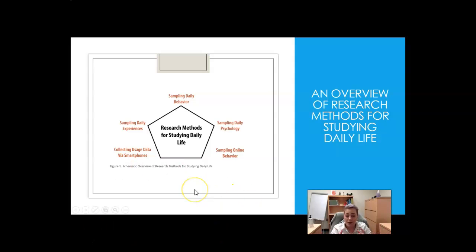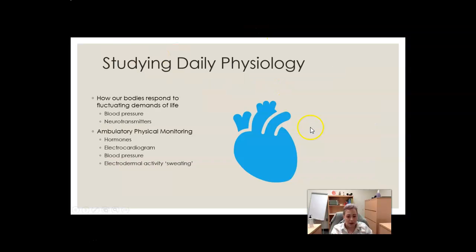Maybe I want to compare your online behavior with a sample of your attitudes. And maybe I want to see how that changes over time. So there are all different types of domains we can explore with this.